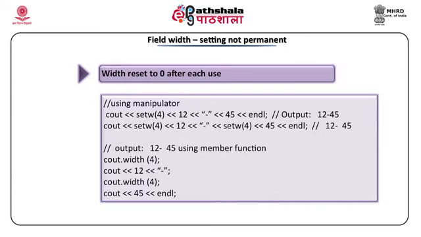If I want 45 also to be displayed using 4 positions, for example, then the width is to be specified again. Let us see this example. setw(4) 12 dash, again we say setw(4) and then we output 45. So, it will display space 1 2 dash space 45. Now, the same thing using the member function. Instead of setw we will be using width, and width does not return a reference to the calling object, therefore we cannot cascade it, and we will have to use at least 4 such statements. We cannot write a single statement.